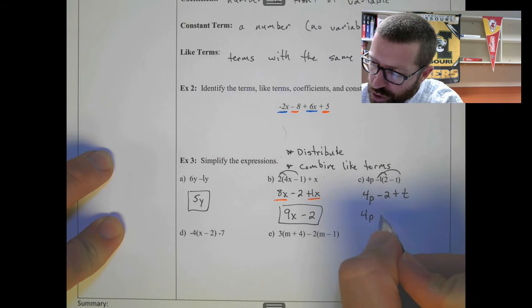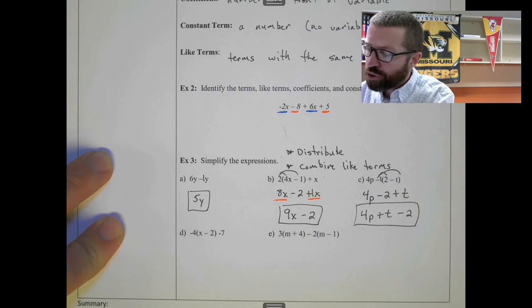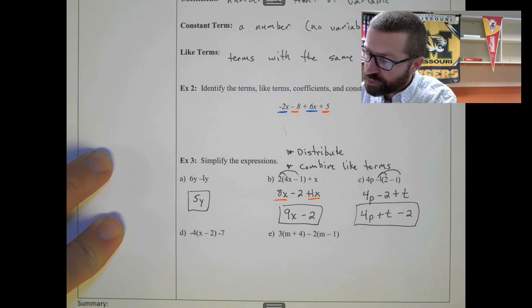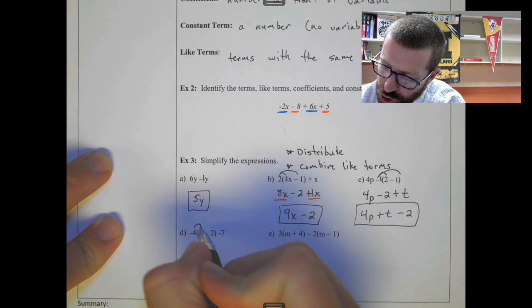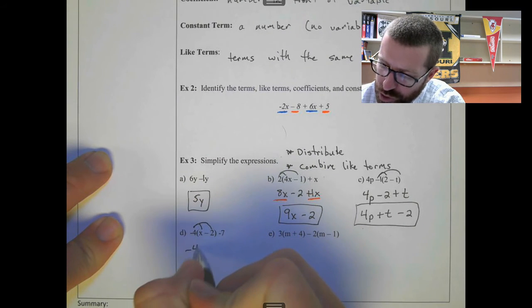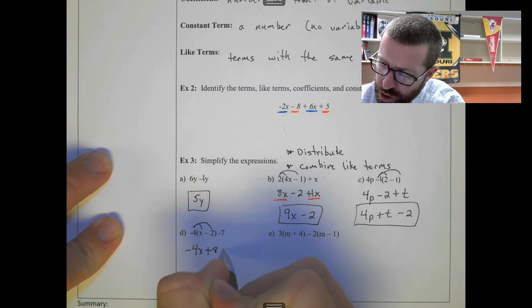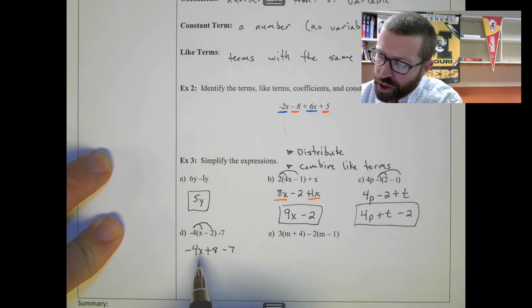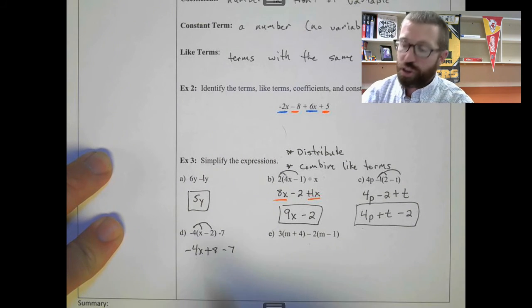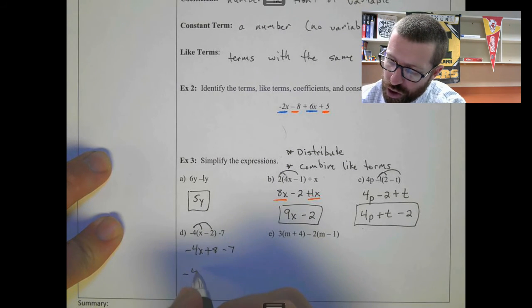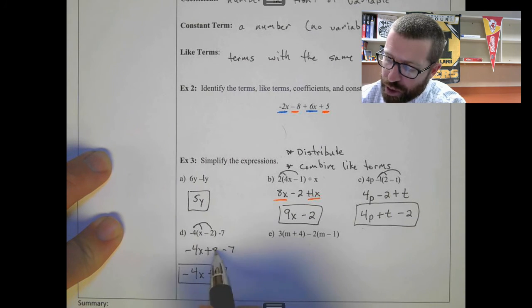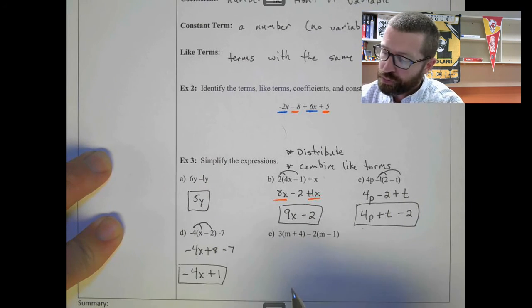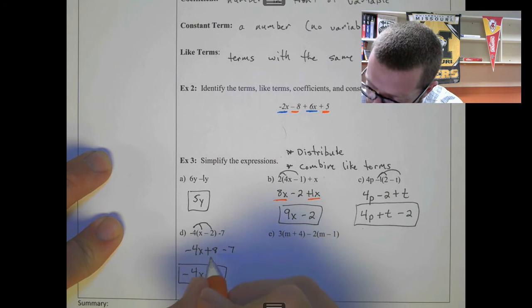Sometimes what we'll encourage you to do is write the constant last, so all the variables come first. Here, make sure you distribute the -4, so it's -4x plus 8 minus 7. And then -4x, there's no other x's to combine, so you can't do that at all. But I can add, because 8 minus 7 is 1. So let's underline those like terms.